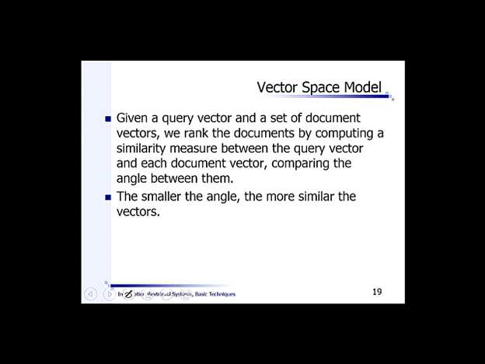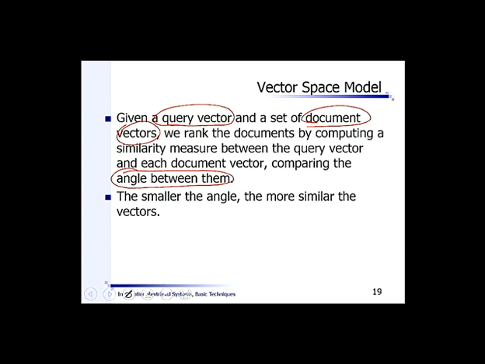Now, what is the basic idea? What is the philosophy behind the vector space model? If we are given a query vector, so if we can represent a query as a vector, the user is giving a query, he wants to retrieve some information, the search results. Given a query vector and a set of document vectors, and we have many document vectors, we rank the documents by computing a similarity measure between the query vector and each document vector, comparing the angle between them.